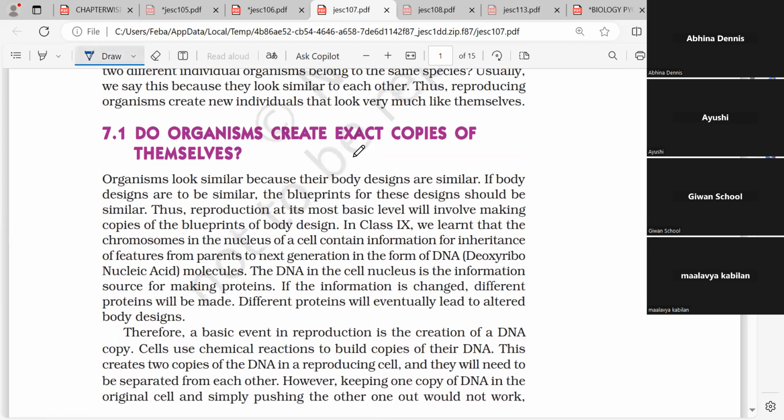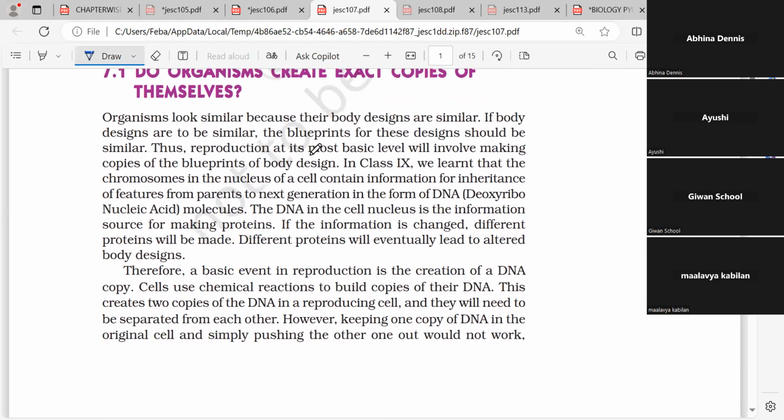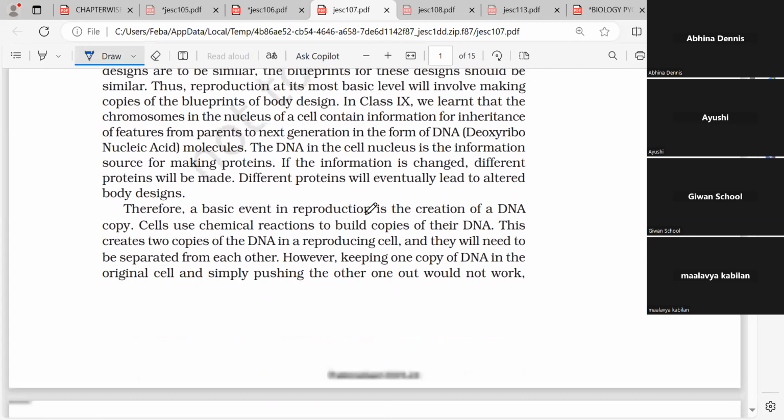Okay, now do the organisms create exact copies of themselves? You studied them properly. Okay, you don't need to go beyond. What do you think? No, they do not create exact copies of themselves. Even in asexually reproducing organisms, there are chances for mutation to happen, and that can create variations. In sexually reproducing organisms, there are more variations because there are two individuals whose genomes get mixed, and that gives rise to the next generation.